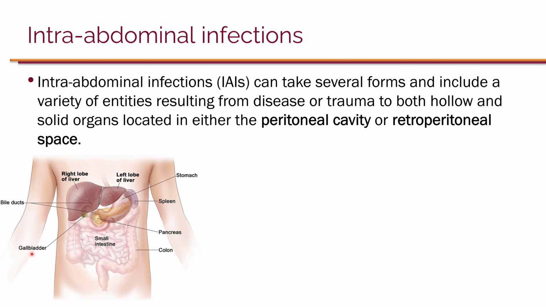Intra-abdominal infections can take several forms and include a variety of entities resulting from disease or trauma to both hollow and solid organs located in either the peritoneal cavity or retroperitoneal space. So let's take a look at a typical picture that you will see in a textbook showing the organs in the abdominal area. So you can see there is the liver, there is a stomach, there is a gallbladder behind the liver, there is the small intestine and the colon.